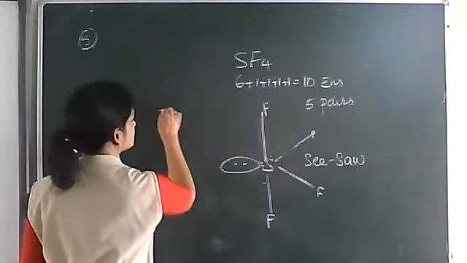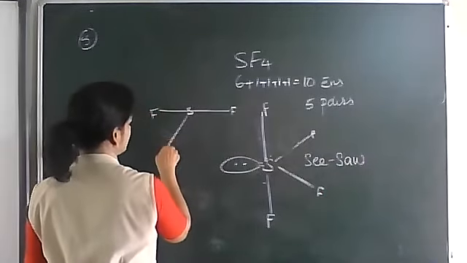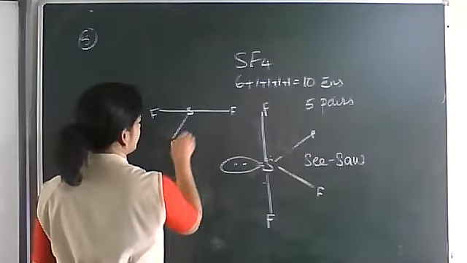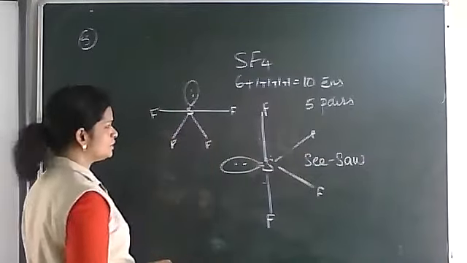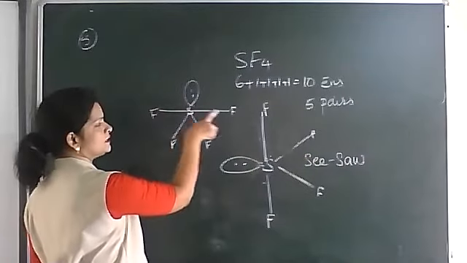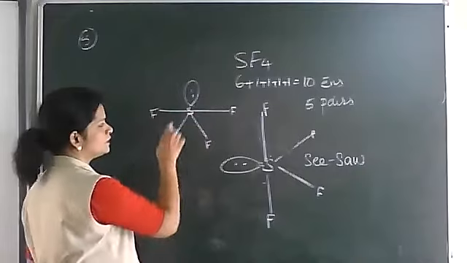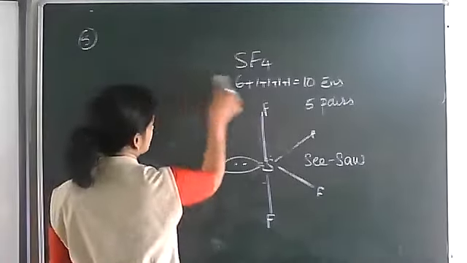Seesaw is like this. S, F, F, F, F. This is the lone pair. Seesaw means these are the two threads and one child can sit here, one child can sit over there. So this is the seesaw shape. SF4 has a seesaw shape.